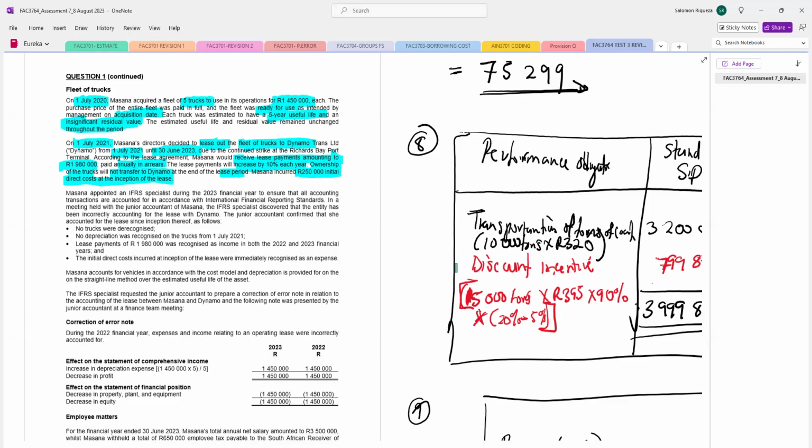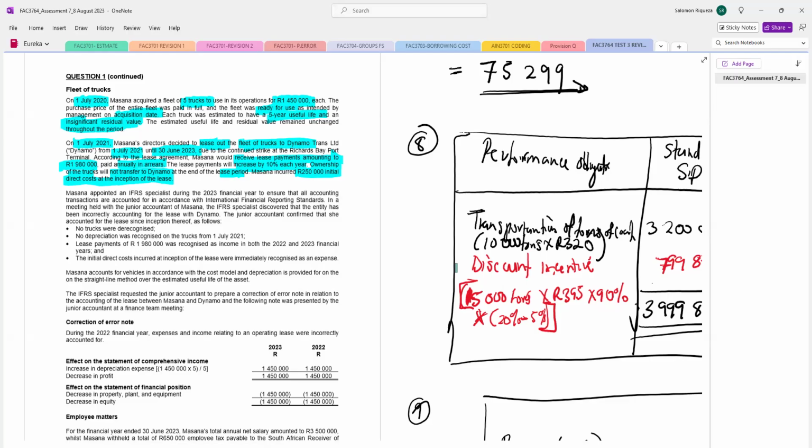Why? Because they are increasing payments. There is no interest that is charged. They're not charging interest, they're just increasing payments. It's a fixed amount that is just being paid, and ownership is not being transferred. So this is already going the direction of an operating lease. And they did mention in the question that it was correctly accounted for as an operating lease.